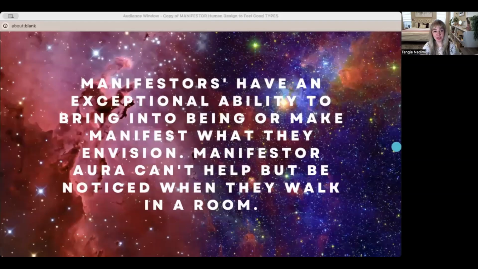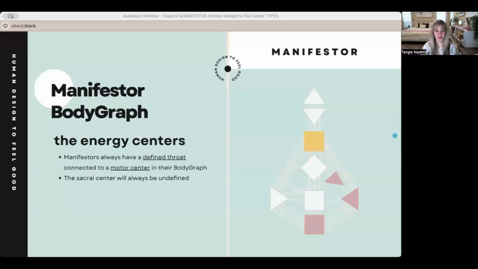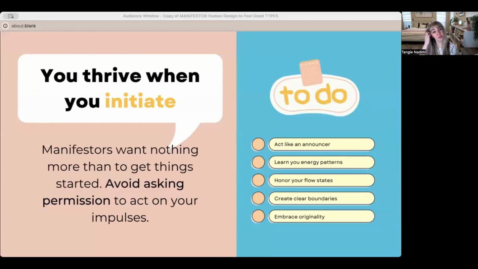Manifestors have an exceptional ability to bring into being or make manifest what they envision. A Manifestor aura can't help but be noticed when they walk into a room. They attract a lot of attention. The way that you can tell it's a manifestor when you're looking at a body graph is that they will always have a defined throat. And that defined throat will always be connected to one of these three motors, but never the sacral. So it can be ego, solar plexus, or root center with a motor to throat connection via channel. But the sacral center will always be undefined for a manifestor.